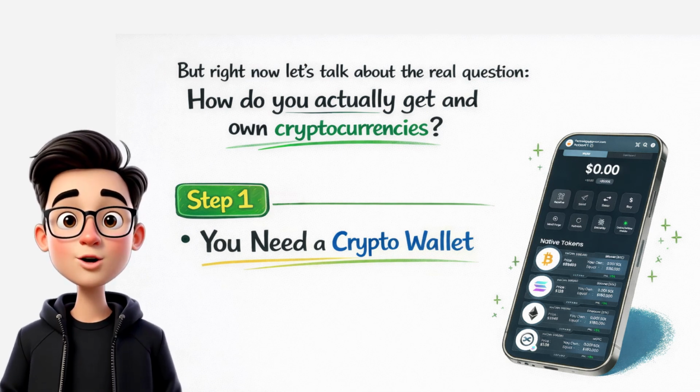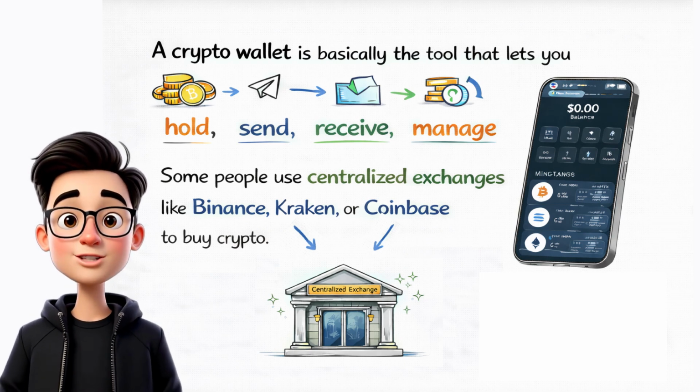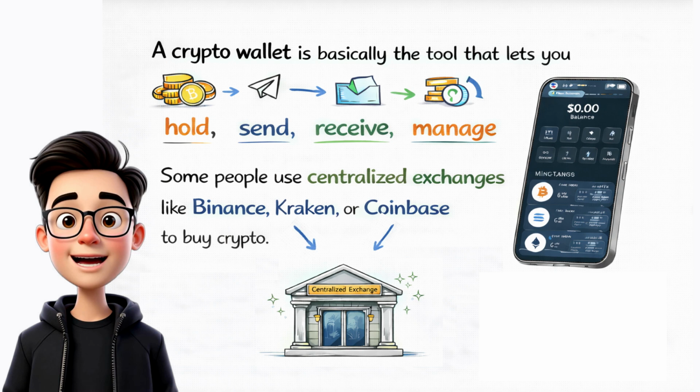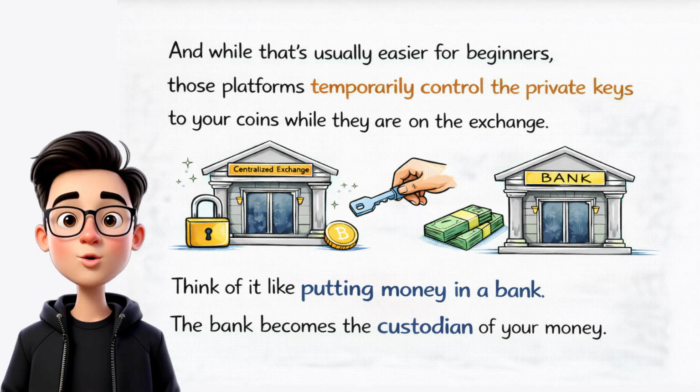Step 1. You need a crypto wallet. A crypto wallet is basically the tool that lets you hold, send, receive, and manage your crypto assets. Some people use centralized exchanges like Binance, Kraken, or Coinbase to buy crypto. And while that's usually easier for beginners, those platforms temporarily control the private keys to your coins while they are on the exchange. Think of it a bit like putting money in a bank. The bank becomes the custodian of your money.